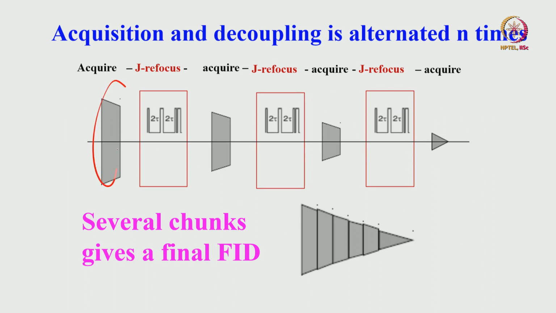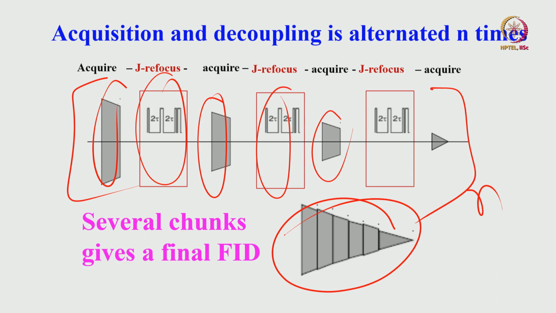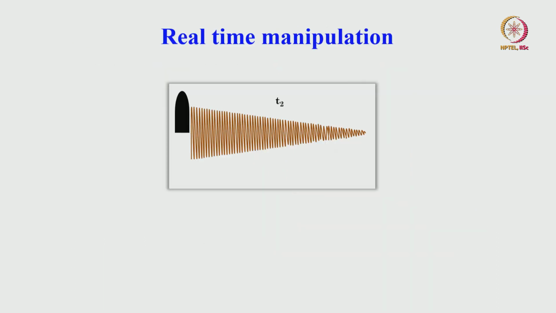See, you acquire the signal, in between you use a J refocusing, again acquire the signal, J refocusing in between like this. Keep on repeating the whole experiment n times. All these several chunks of FID together give this final FID. In between, this chunk is there. This is what is done. If you look at it, the real time manipulation is like this. It is an FID in principle.